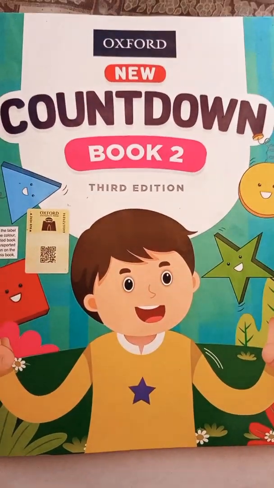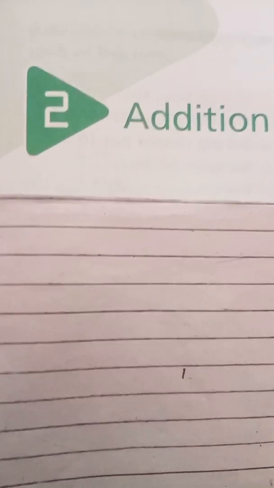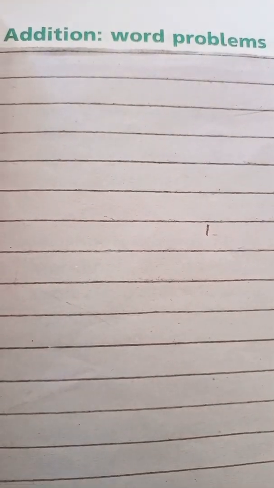Here is your countdown, book 2. And we were revising chapter number 2, that is addition. Today we are going to revise page number 35. Our topic today is addition word problems. We will discuss the addition of word problems. Today we will learn about finding addition sums from word stories or statements.